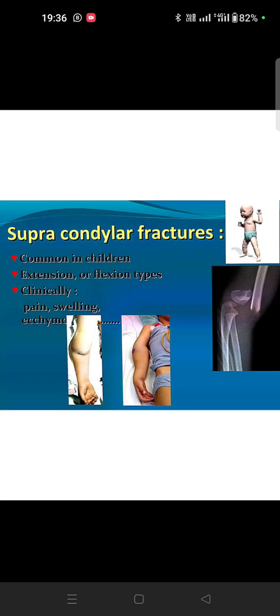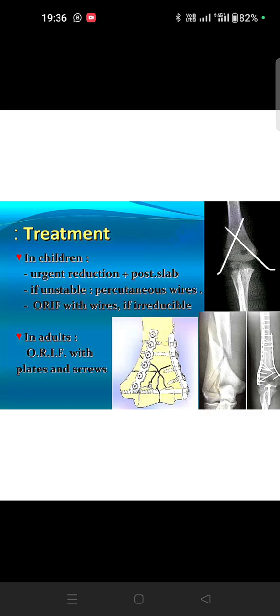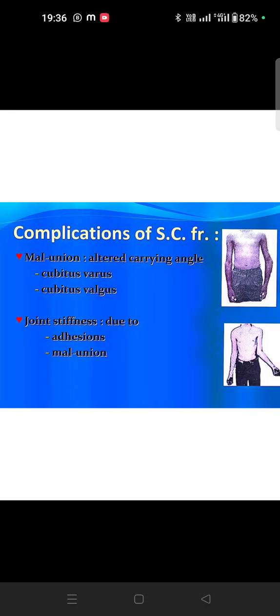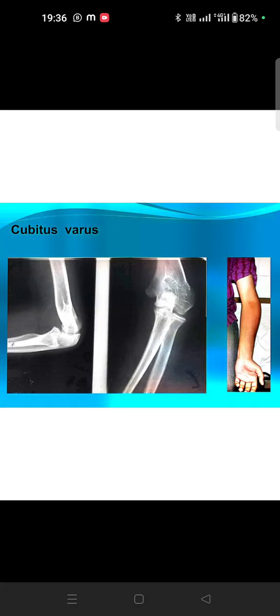Then supracondylar fracture is common in children, extension and flexion types. So pain, swelling, and ecchymosis will be there. Treatment is urgent reduction and a posterior slab, and if unstable, open reduction and internal fixation with wires. Then the same plate and screw they will place. So complications are malunion, then cubitus varus and cubitus valgus due to malunion. So you can see the image and understand.